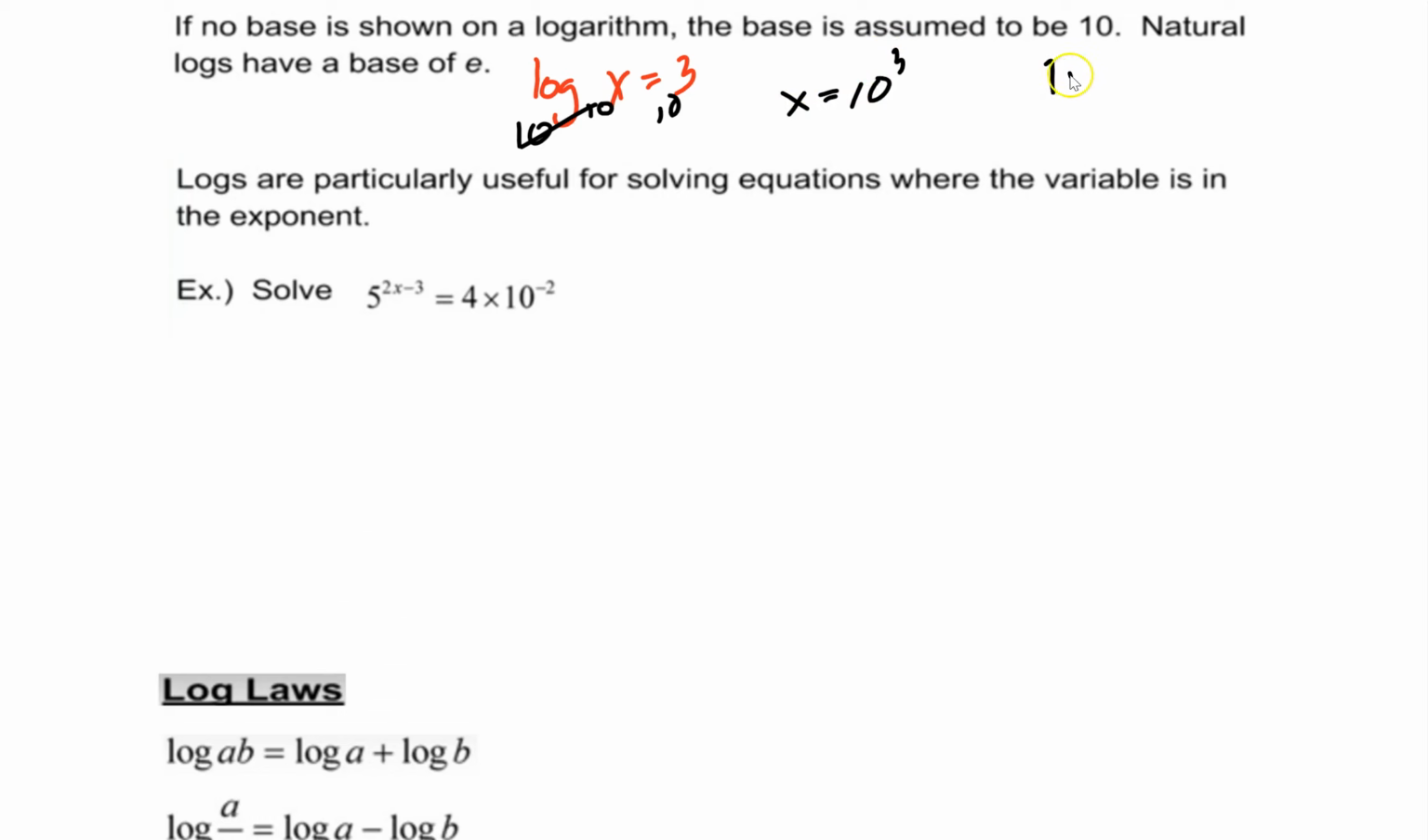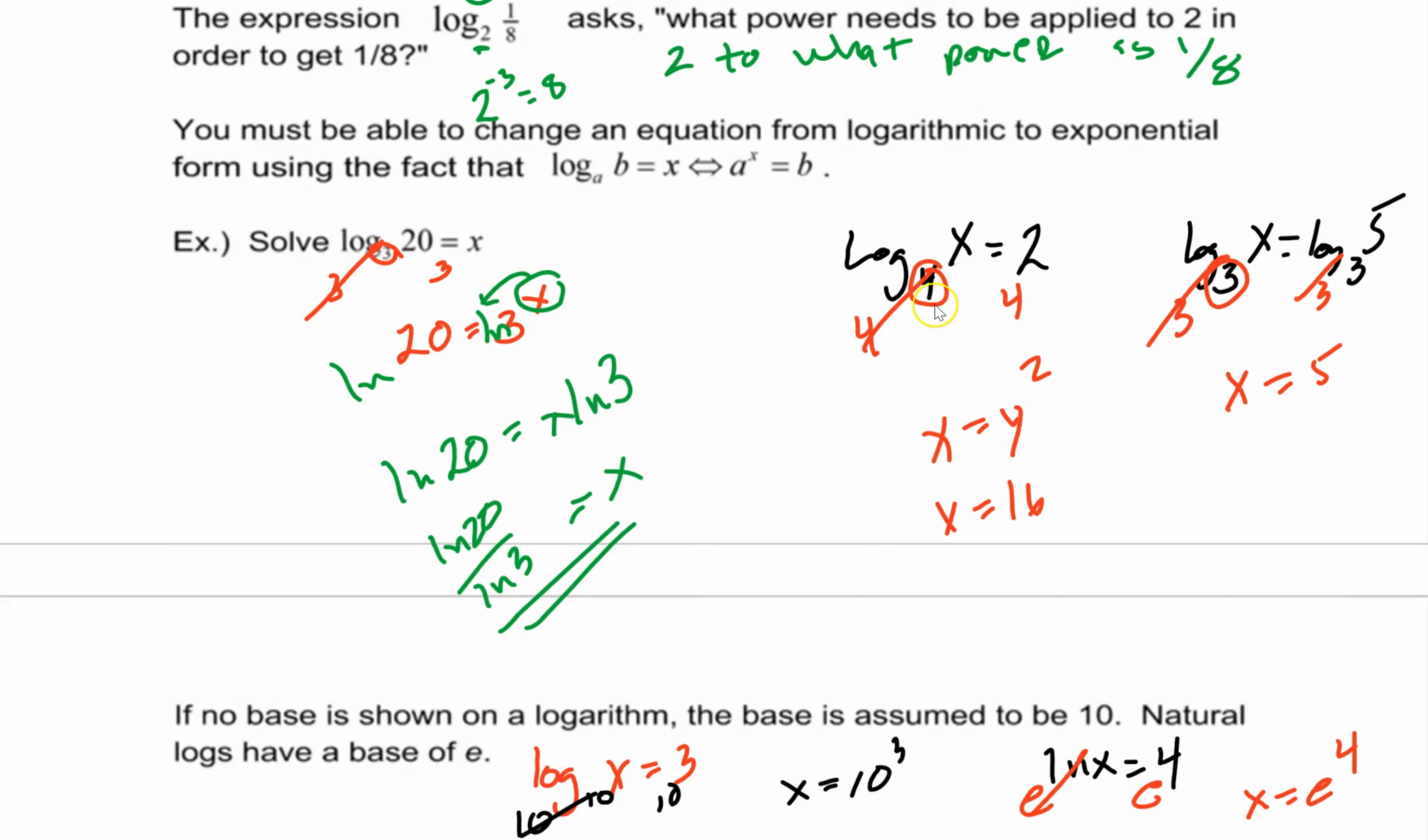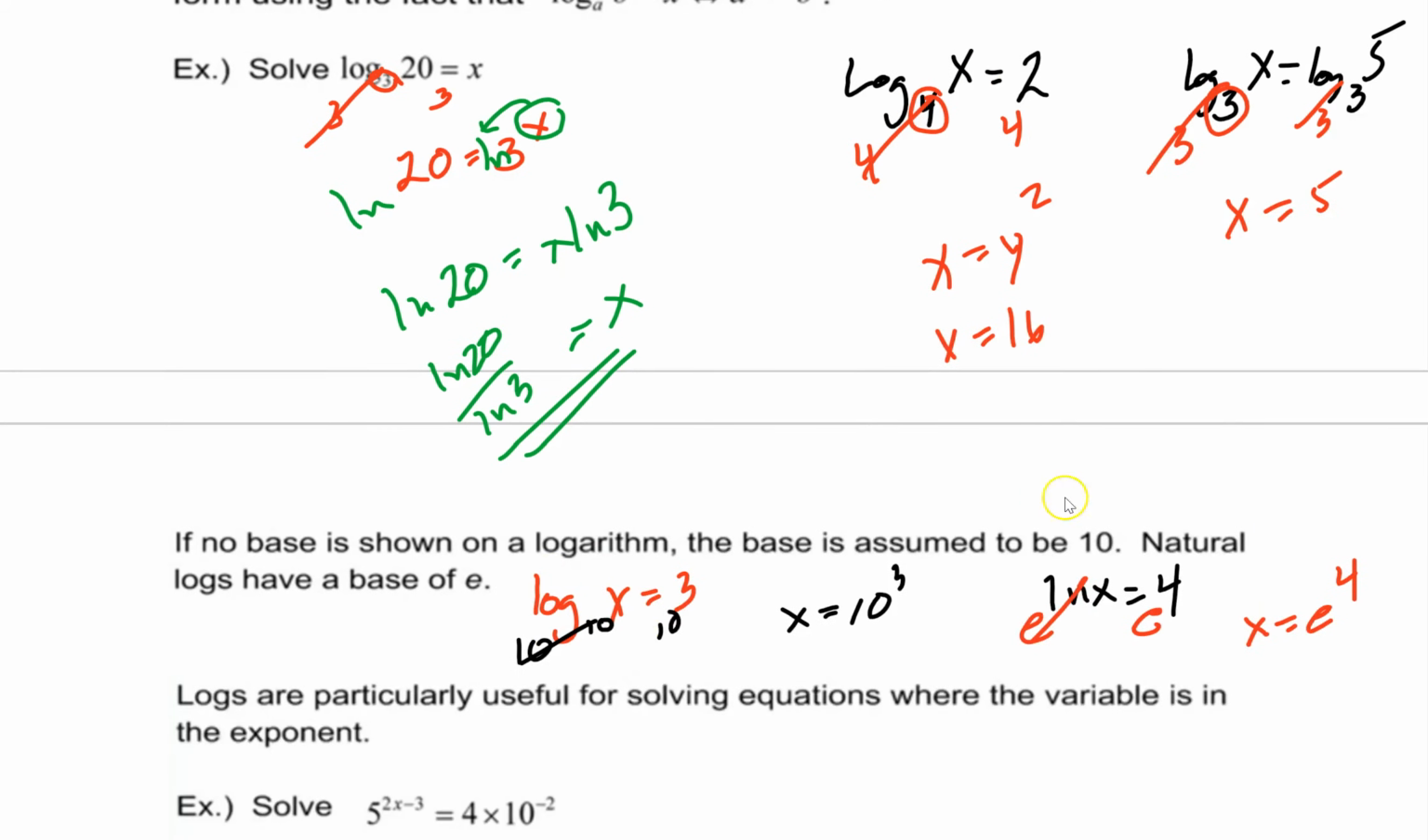Natural log, if you say ln x, that's a base of e. So the way you get rid of it is the exact same idea. You take the e to both sides because that's the base of natural log. These cancel and you get x equals e to the fourth. Right, so that's how you solve logs. You want to solve a log problem, you take the base of both sides. If they don't show you a base, it's base 10. If you see a natural log, it's base e, so you take the e to both sides.